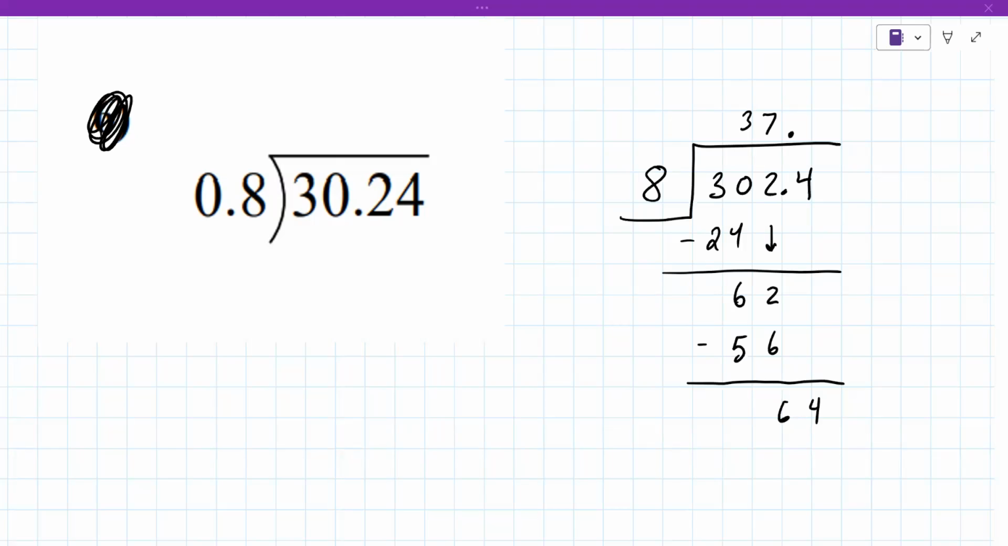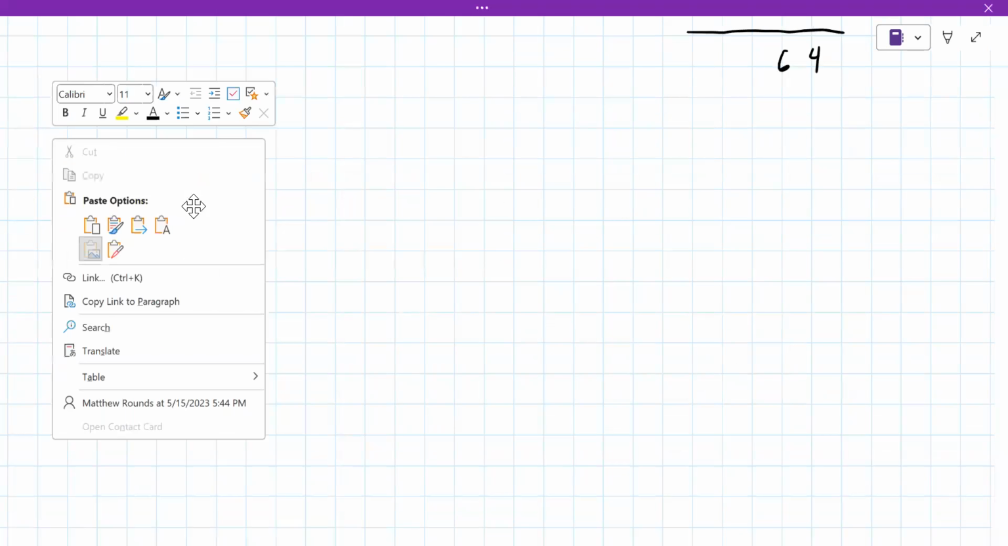So 37.8. Okay. All right, I found some problems here that I thought would mix it up. A few of them are multiple choice, a few of them I'll just write out, but here you go.